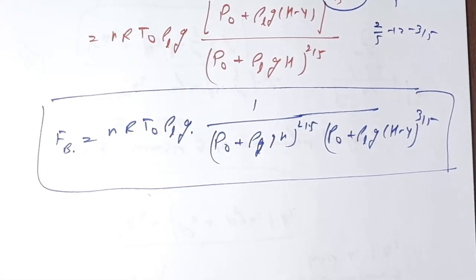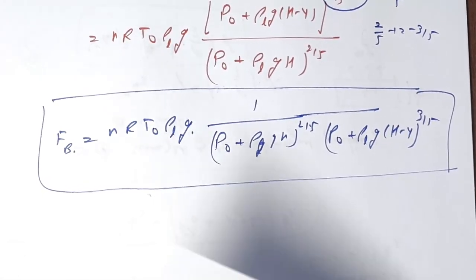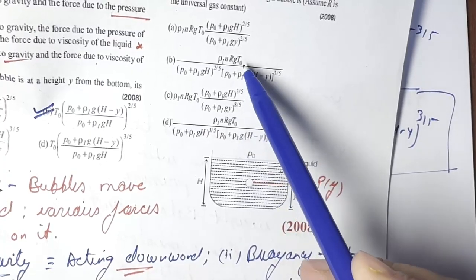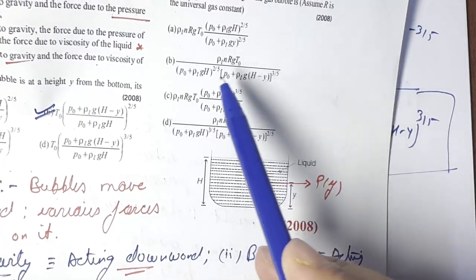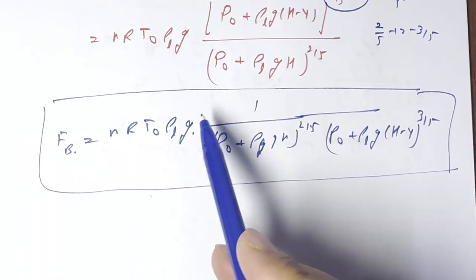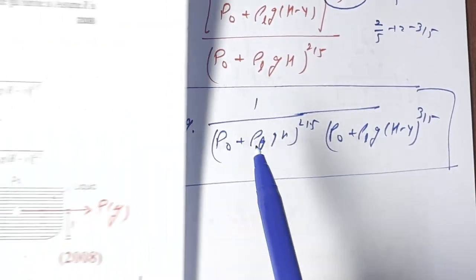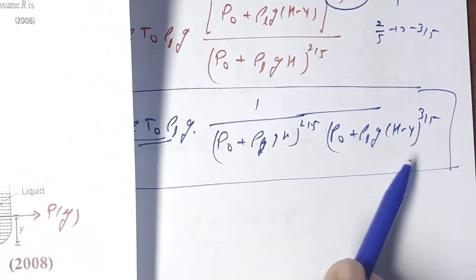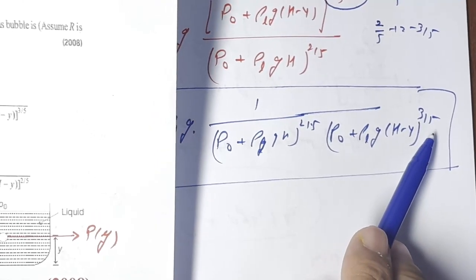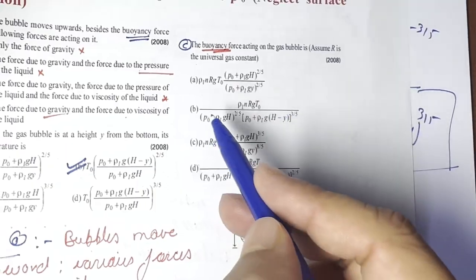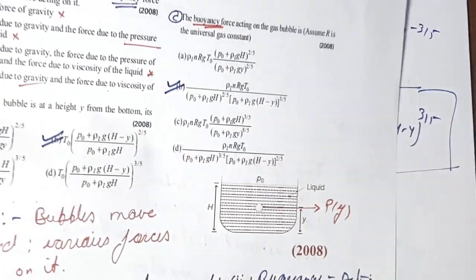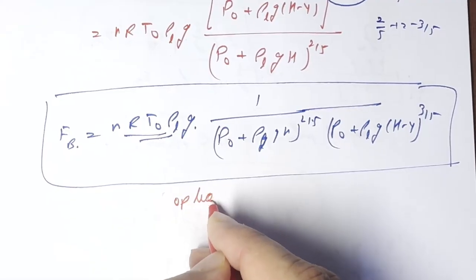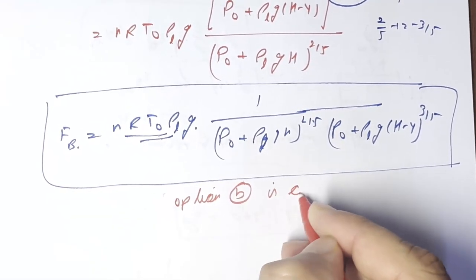So let us check what options are given to us. In the numerator we have only this particular value, so it will be either B or D, and the only difference between B and D is the power. H minus Y has a power of 3 by 5. So option B is the correct option.